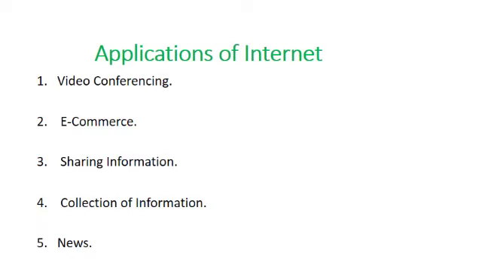Next topic is applications of internet. First application is video conferencing. Video conferencing allows a group of individuals with access to the internet anywhere around the world to hold a meeting without having to physically meet one another at a specific location. It's a method of simultaneously combining video and audio so that a meaningful discussion or meeting can take place in real time over the internet.